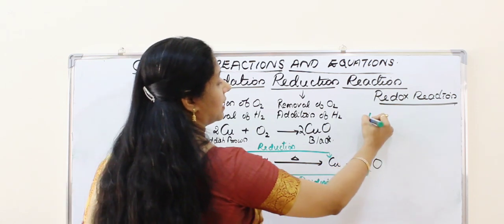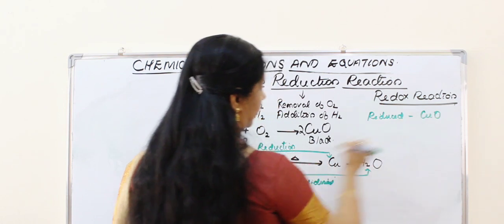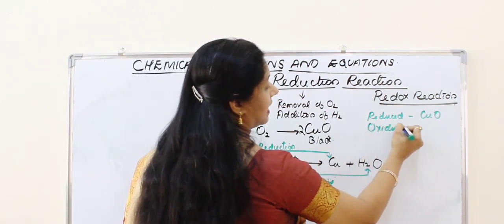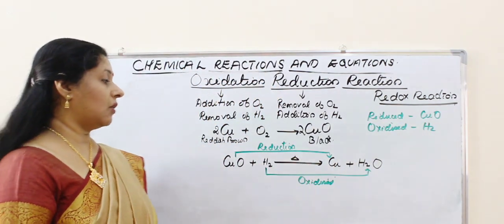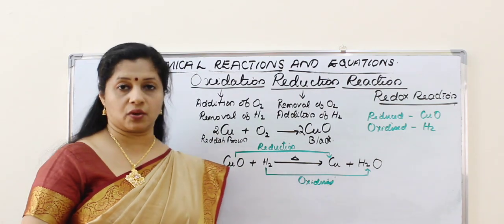Okay, so here what is the substance reduced? Reduced is copper oxide. What is the substance oxidized? Oxidized is hydrogen. Okay, is it clear? So when oxygen is losing, that is reduction; oxygen is gaining, that is oxidation.